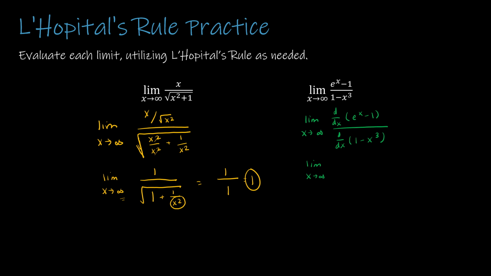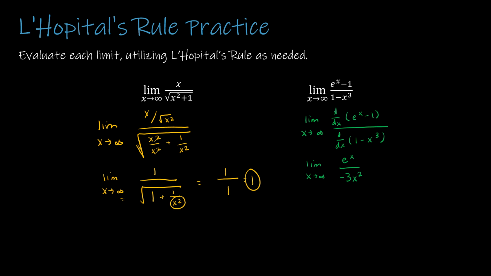The derivative of e to the x, as we know, is e to the x. The derivative of minus 1 is 0. The derivative on the denominator, 1 is 0, and then minus x cubed gives me negative 3x squared. I haven't solved anything though, so I still can't find the limit because I would still get infinity over infinity.